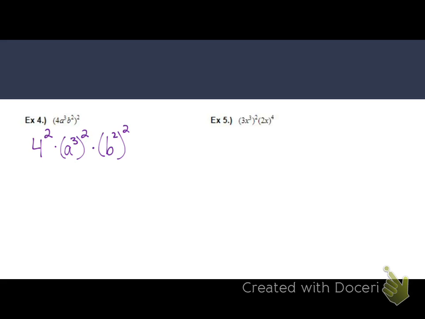Okay, 4 squared is easy to simplify. 4 squared is 16. Now, on both a and b, we have an exponent raised to another exponent. For a power to a power, what do we do with the exponents? Multiply. So a to the 6th, b to the 4th. Power to a power, we multiply. So 3 times 2 gave us 6. 2 times 2 gave us 4. Questions about example 4?